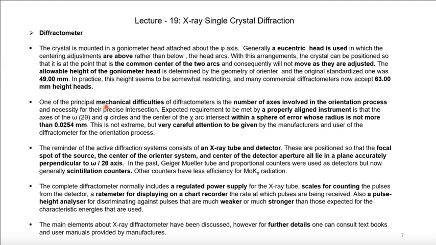One of the main principal difficulties of diffractometers is the number of axes involved in the orientation processes and necessary for their precise intersection. We have to do that precise intersection. If not, we cannot have a properly aligned instrument. A properly aligned instrument is one where the error is not more than 0.0254 millimeter sphere. Okay, but this is not extreme. Very careful attention has to be given by the manufacturer and user of the diffractometer for the orientation process.